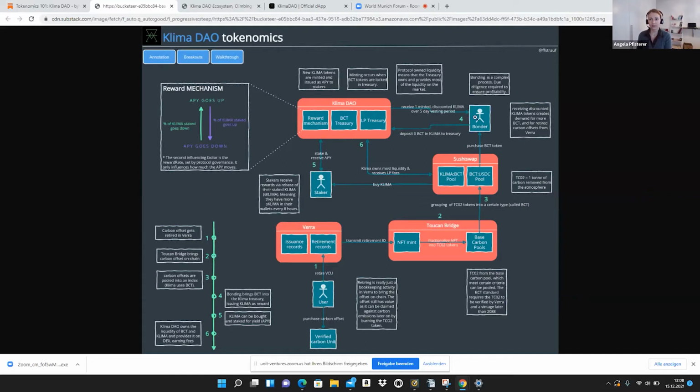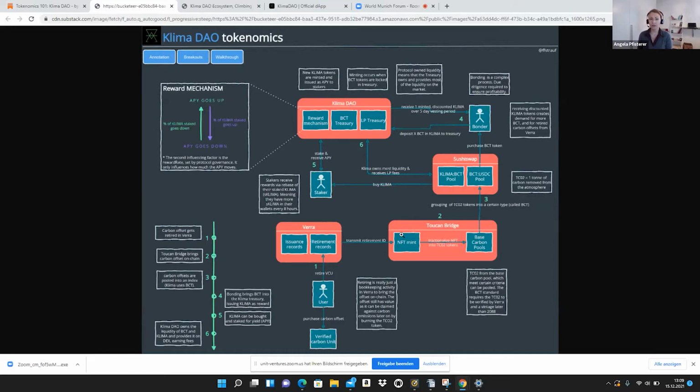So now I want to talk with you about how all these BCT tokens and assets would come in. Currently they use the Toucan bridge for that. The Toucan bridge is in the end the connector between the real world and the blockchain. The Toucan bridge has a base carbon tool, and from this base carbon tool, the BCT token is minted.